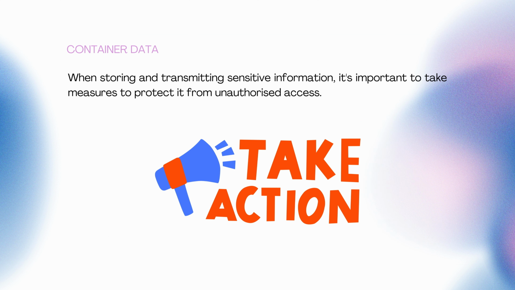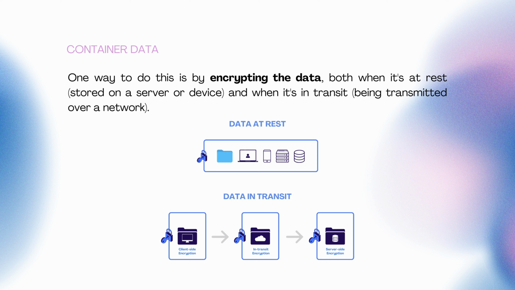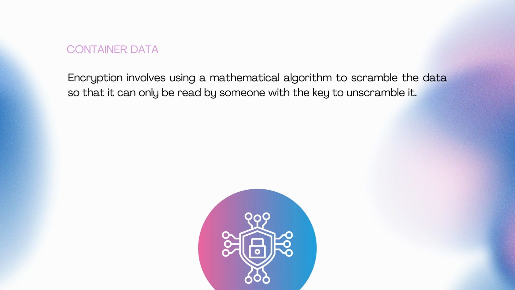When storing and transmitting sensitive information, it is important to take measures to protect it from unauthorized access. One way to do this is by encrypting the data both when it's at rest, which means being stored on a server or on a device, and when in transit, being transmitted over a network. Encryption involves using a mathematical algorithm to scramble the data so that it can only be read by someone with the key to unscramble it.